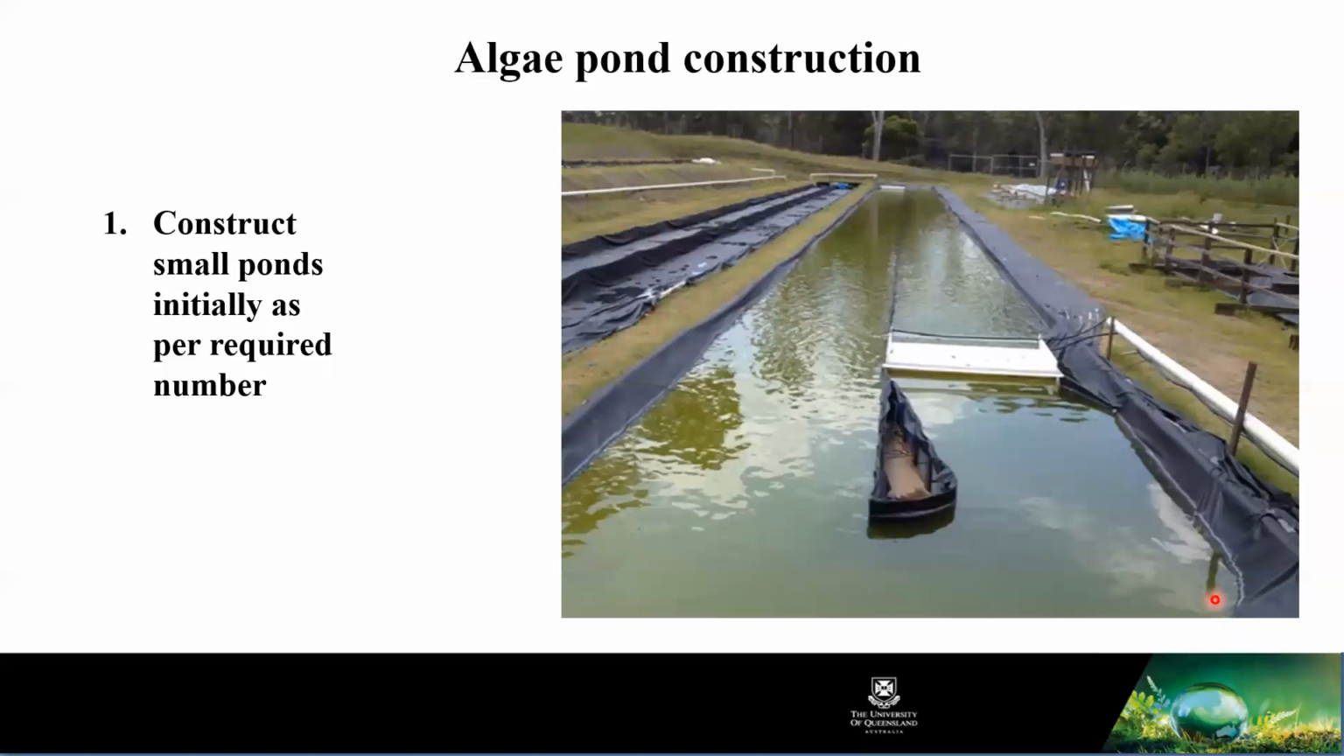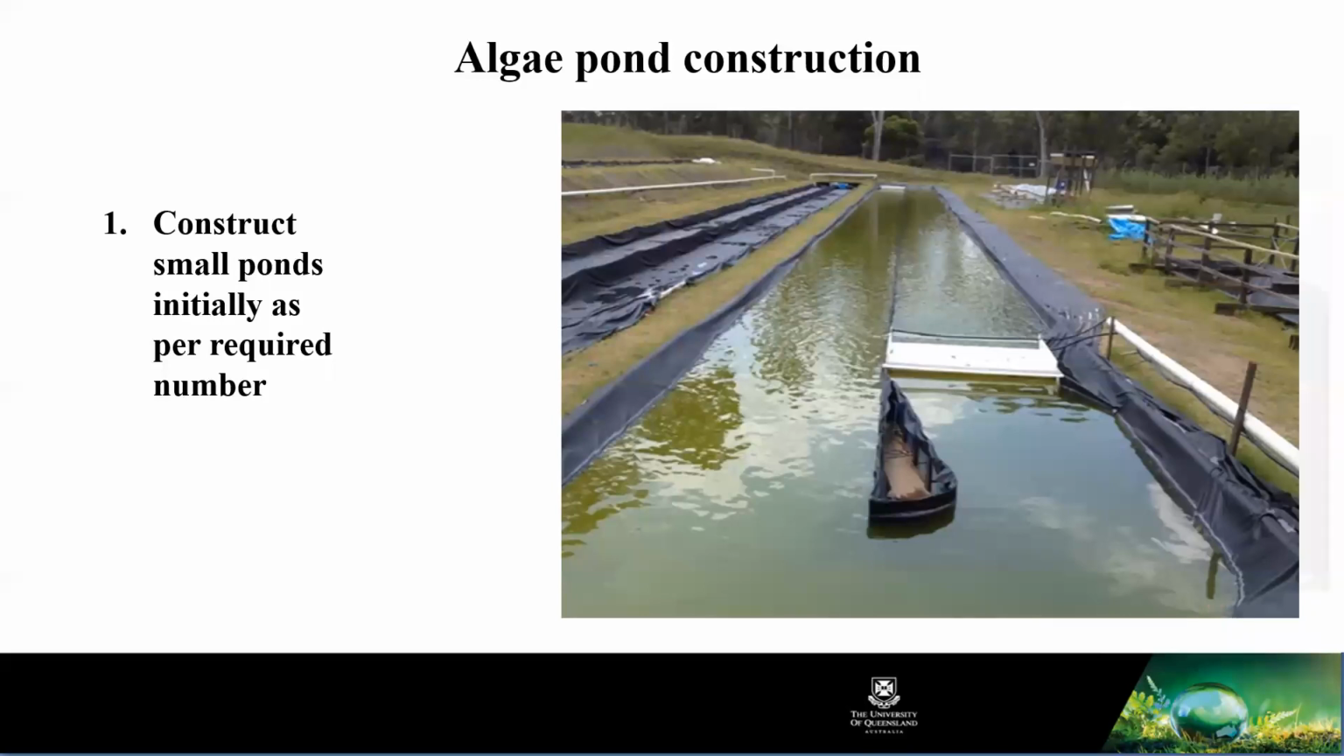Okay, so once you have identified the location, and also assessed the quality of the water and the physiochemical parameters of the water, then you can decide on the number of ponds and scale-up activities. So number one, construct small ponds initially as per the required number, and then go into the bigger pond.